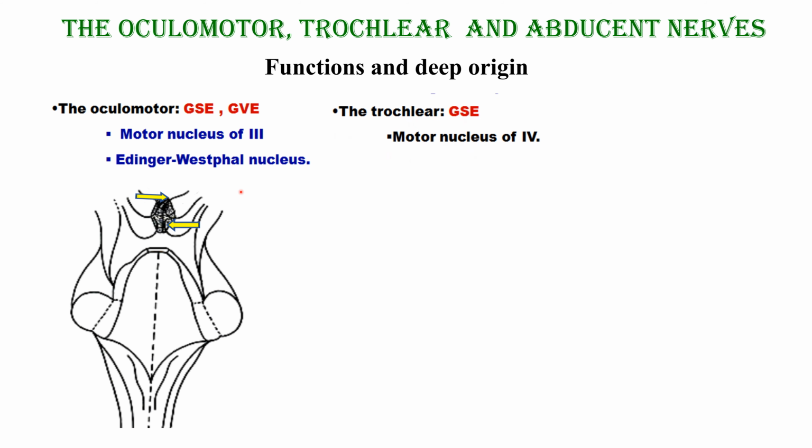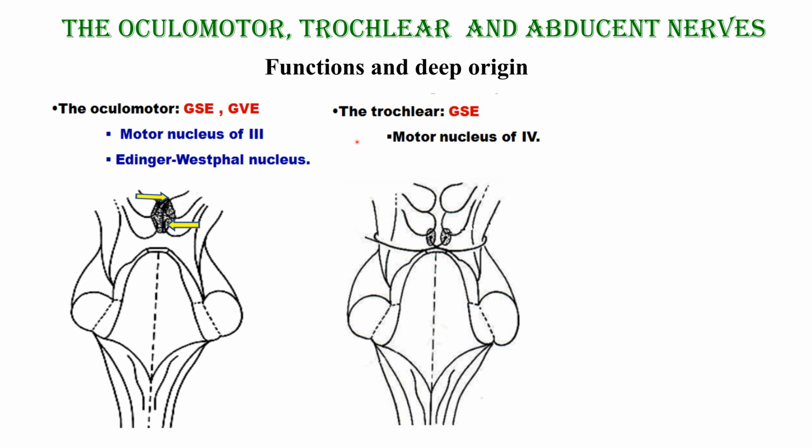When it comes to the trochlear nerve, the fourth nerve, it is general somatic efferent only, and the deep origin is from the motor nucleus of the trochlear nerve, which is this one here at the lower part of the midbrain, just below the inferior colliculus. As you can see, the fibers of each nerve cross to the other side. The crossing is very clear in this diagram here. It comes from one side to another to continue its course.